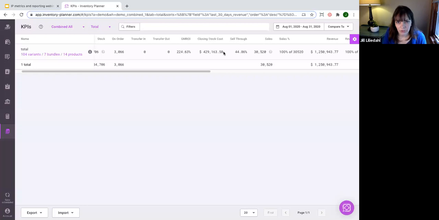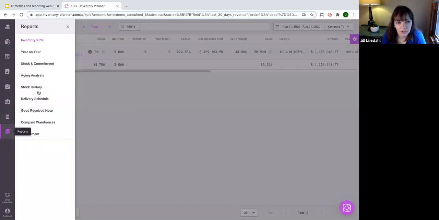So now I can report to my bookkeeper, here is the closing stock cost of what we had on hand on August 31st, so that he or she can close out the books for August. Okay, so that's making things easier, hopefully, for your life and your bookkeepers.